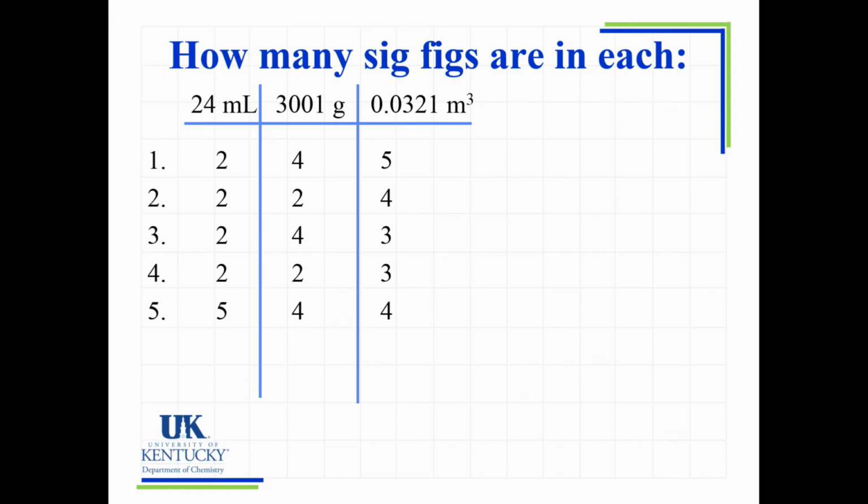Here's another one for you to pause and ponder. Look at this and decide which one of those is the correct answer for how many significant figures are in each of these 3 numbers. After you've figured it out, resume your video.